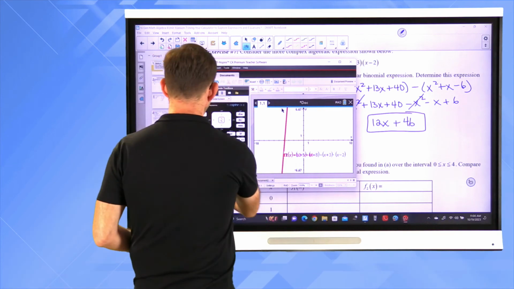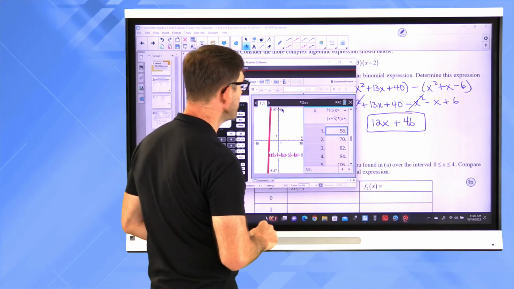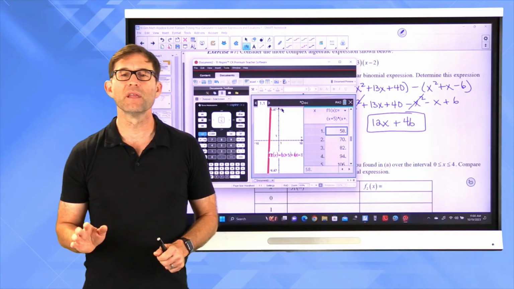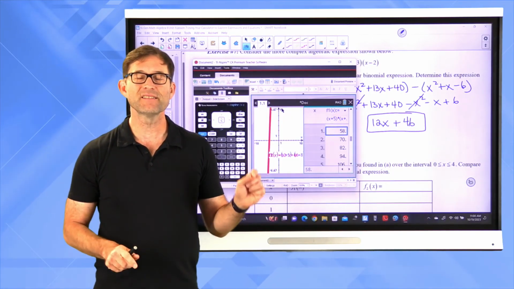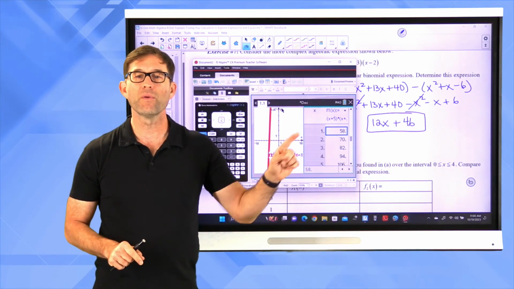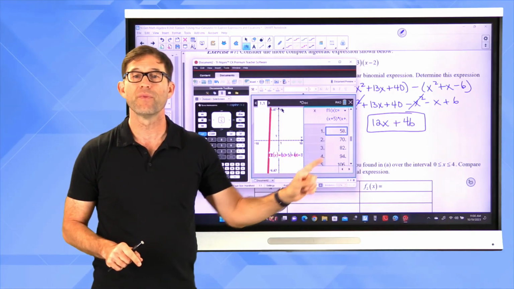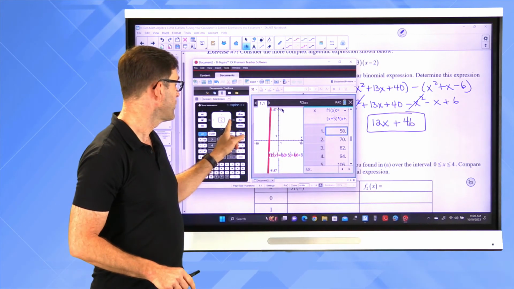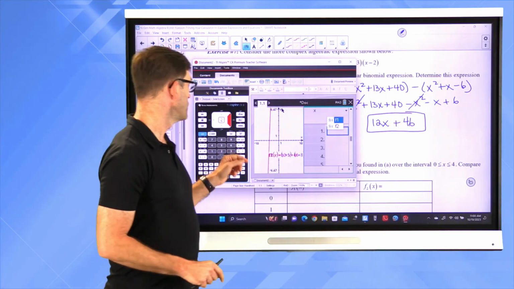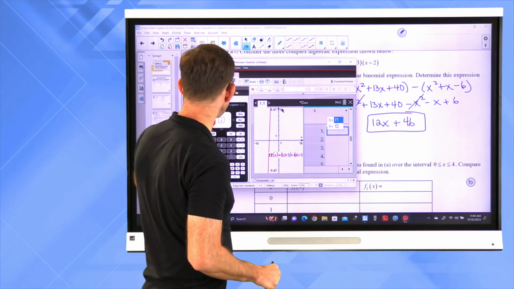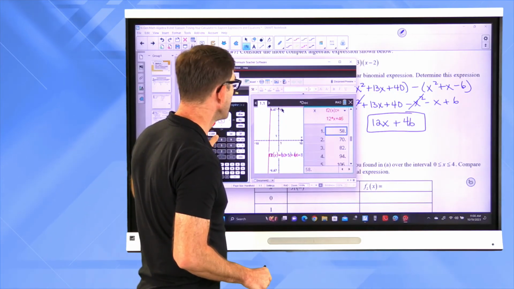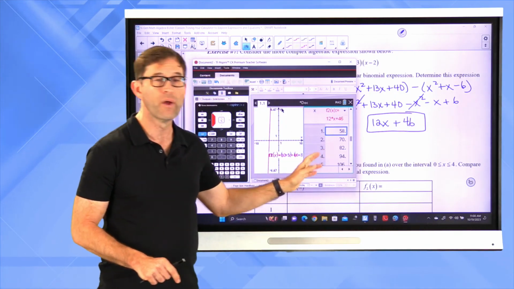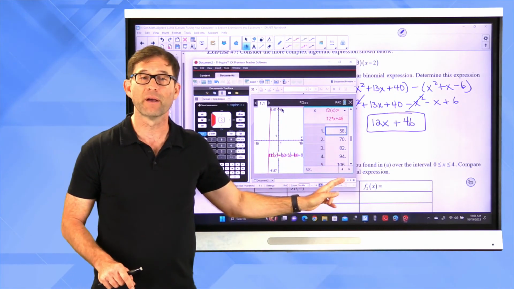So if I go into my table and I hit Control-T, one of the things that's a little bit unfortunate is that at least in this view, you can really only see your x values and the first column for your y values. Now, if I hit the right arrow, it will then show me the values for my second function.